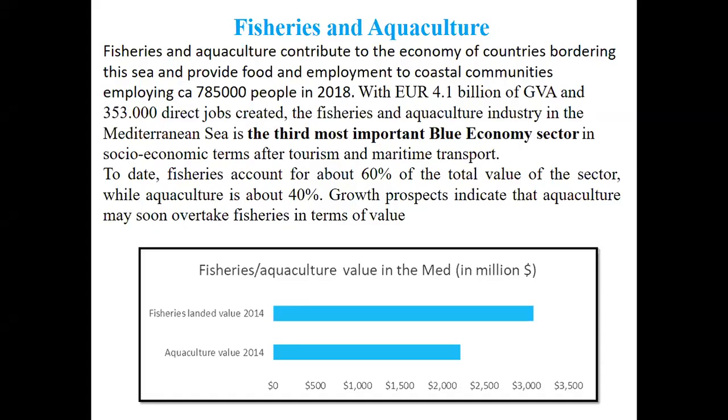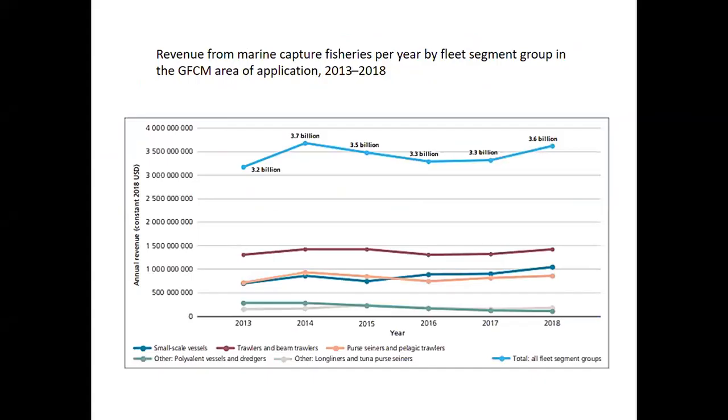In socio-economic terms, fisheries is the third most important blue economy sector in the Mediterranean Sea, after tourism and maritime transportation. From the figure you see on the screen, the changes in the revenue of the marine capture fisheries per year, per fleet segment, between 2013 and 2018, according to the last report of FAO.